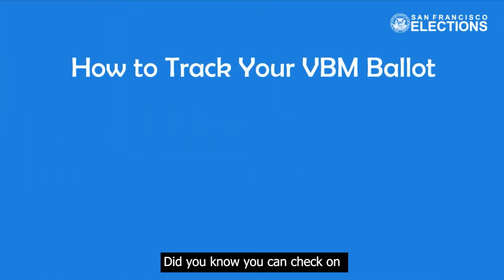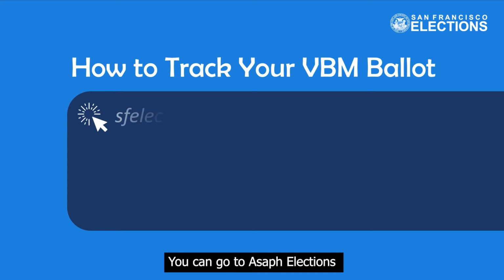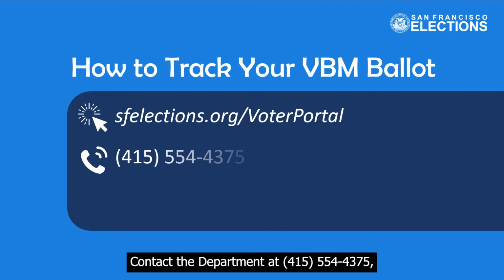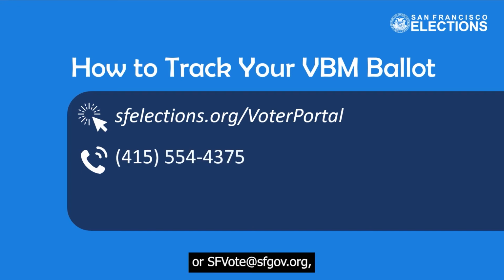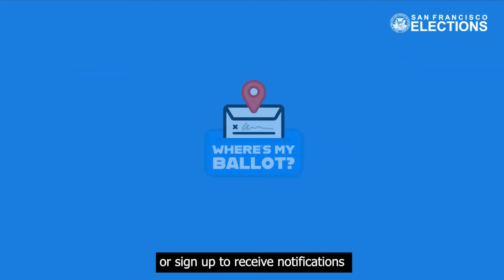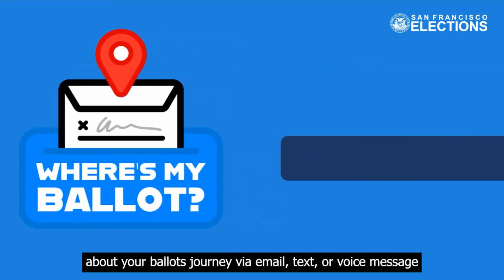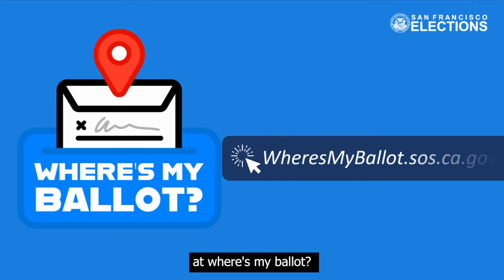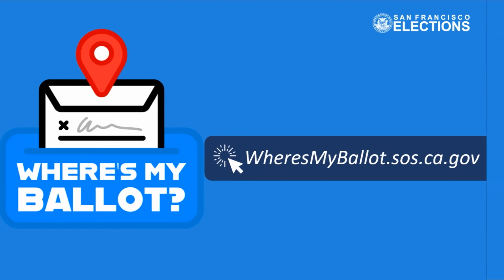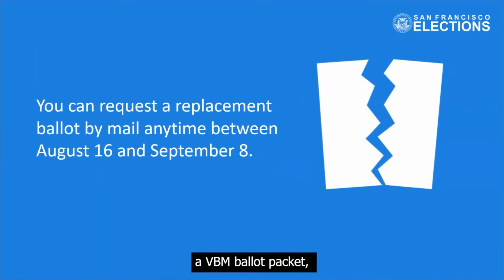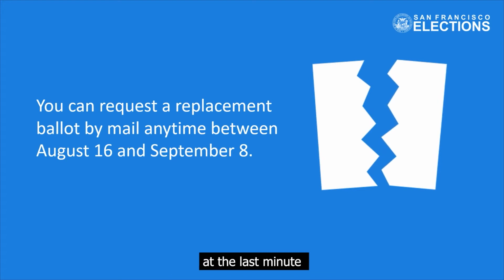Did you know you can check on the status of your VBM ballot as it moves through the printing, assembly, delivery, and counting processes? You can go to sfelections.org/voter portal, contact the department at 415-554-4375, or sfvote@sfgov.org, or sign up to receive notifications about your ballot's journey via email, text, or voice message at wheresmyballot.sos.ca.gov.